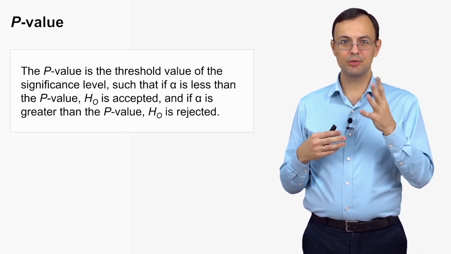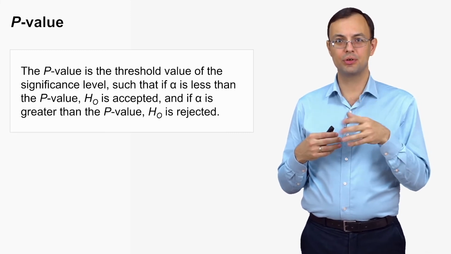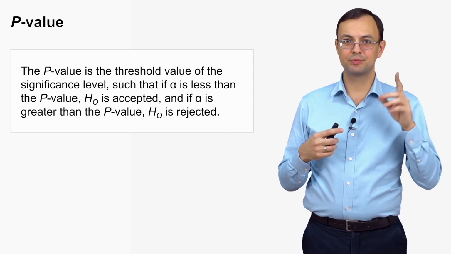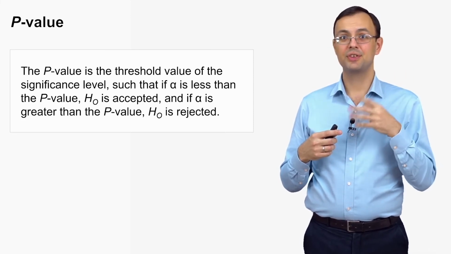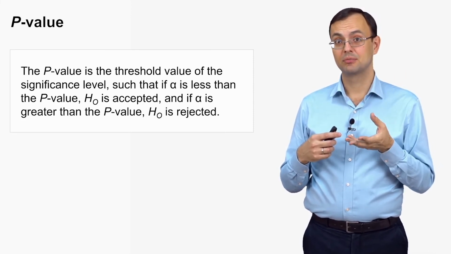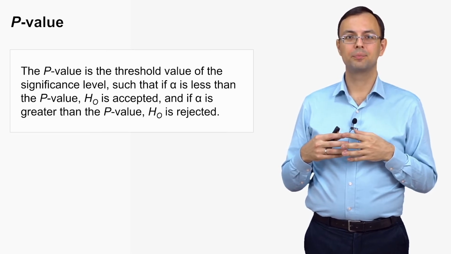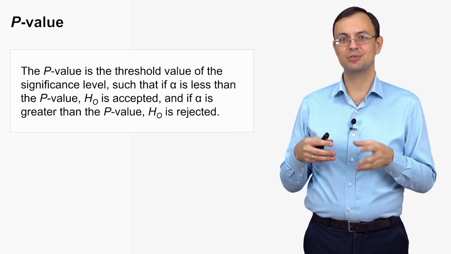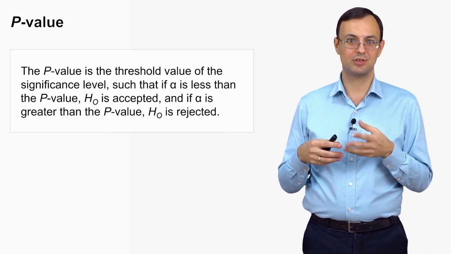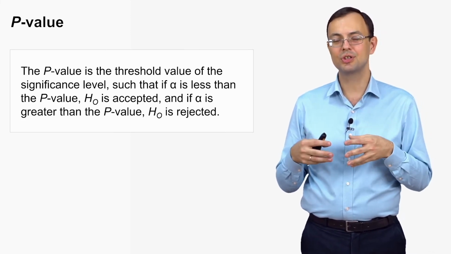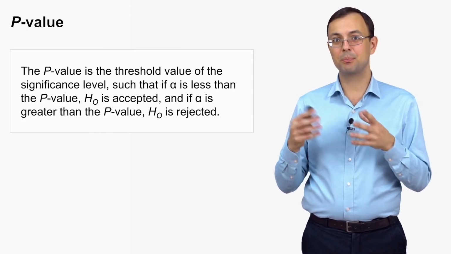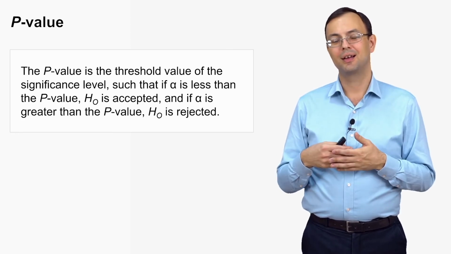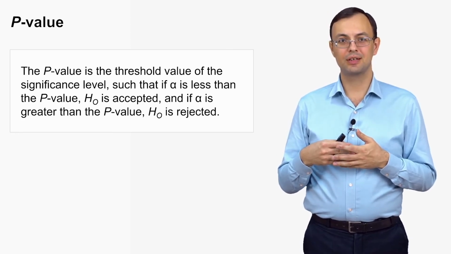Now you are free to choose your own significance level, and this means that for all significance levels from 0 to 0.07, the null hypothesis will be accepted. And for all significance levels greater than 0.07, the null hypothesis will be rejected. It's up to you to choose the significance level, compare it with the p-value I have just found, and make a decision.